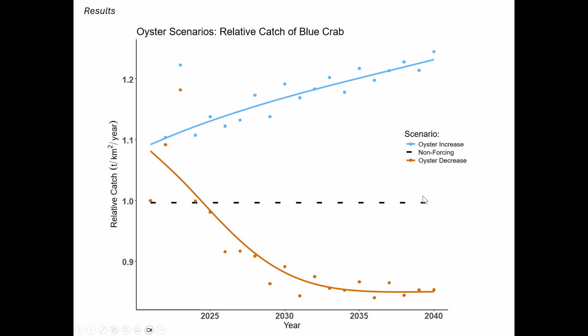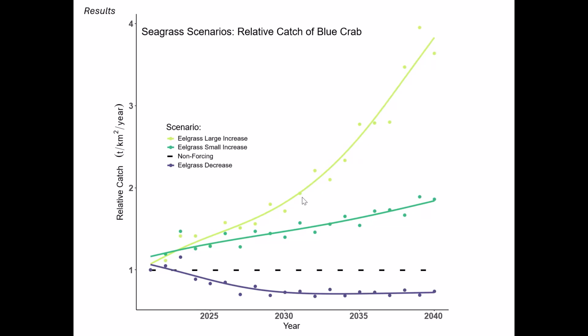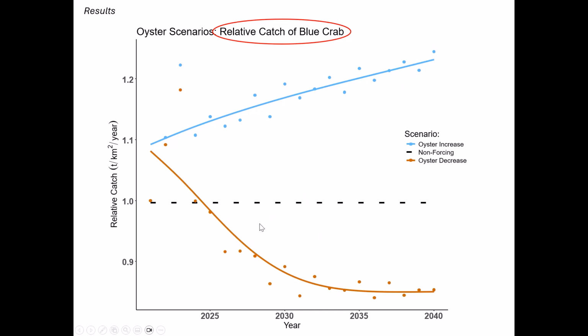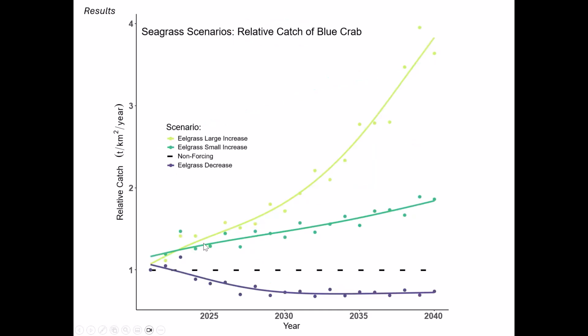And in this case, the black line, now dash line, is our non-forcing scenario, smooth. So that focuses on blue crab, and similarly, this is the seagrass scenarios that focus on blue crab only. So again, this is only one foundational habitat changing, and in this case, what we're looking at is an additional scenario you did not see in the other plots.